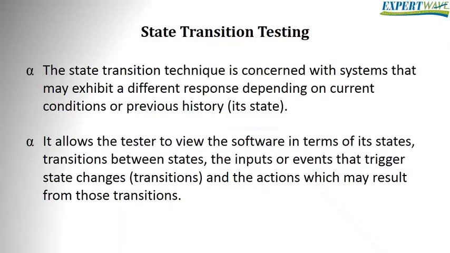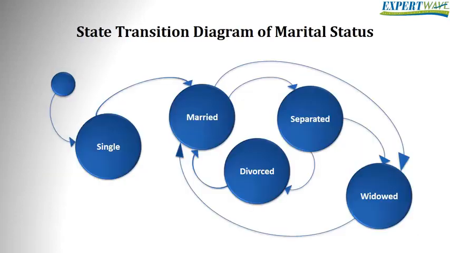The state transition technique is concerned with systems that may exhibit a different response depending on current conditions or previous history or state. Such systems can be easily represented by what is called a state transition diagram. It allows the tester to view the software in terms of its states, transitions between states, the inputs or events that trigger state changes, and the actions which may result from those transitions. The system may behave differently to the same trigger or transition according to its current state.